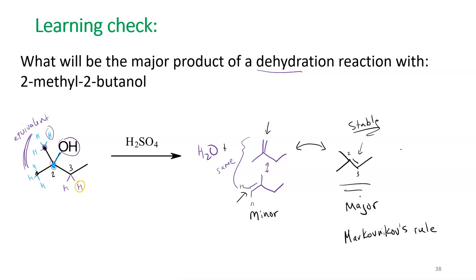So again, the more substituted carbon is going to be the one between which the double bond forms. So we'll see that if we have the difference between a primary carbon or a secondary carbon, the double bond is going to form at the secondary carbon, or a tertiary carbon if that was an option. That's where the double bond is going to form preferentially.